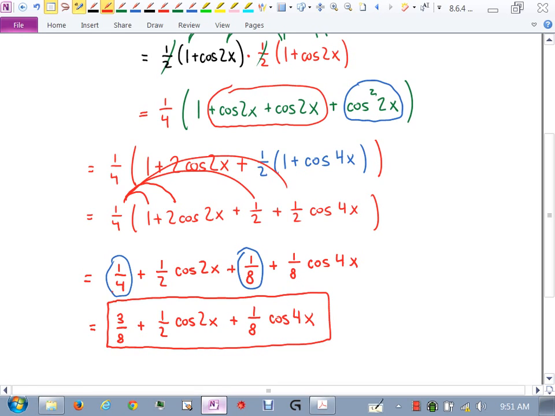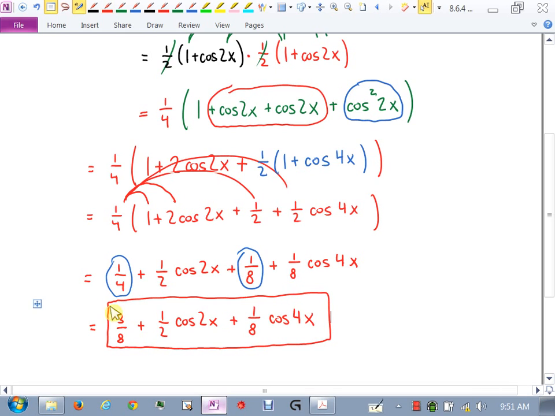What I've done is I've rewritten cosine to the 4th as a bunch of trig functions being added together and subtracted. There's no subtraction here, but added and subtracted, sum and difference of trig functions, none of which are squared. They're all to the first power. Which, believe it or not, becomes useful later on.